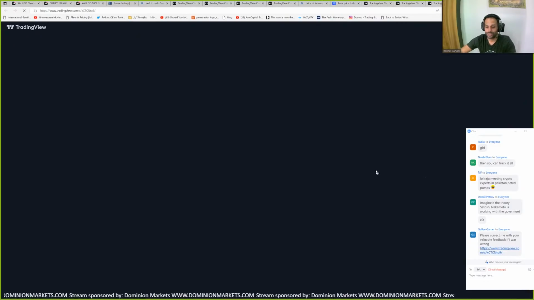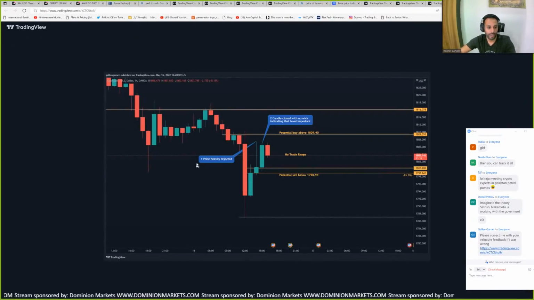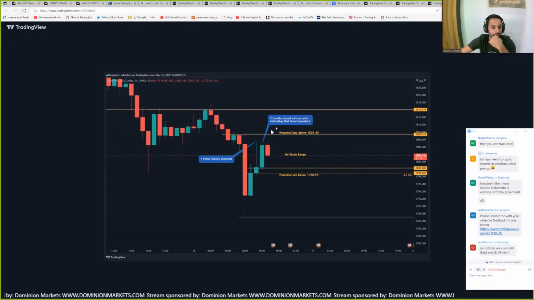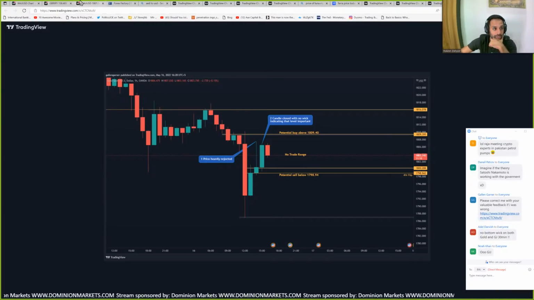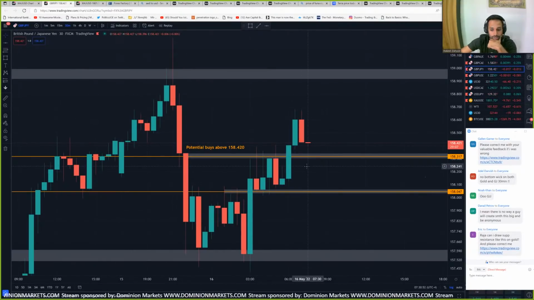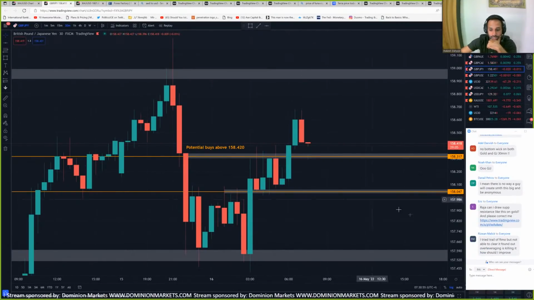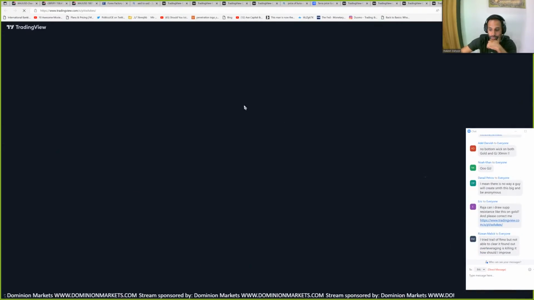Alright, let's take a look at this chart by Galen Garner. We've got gold over here on the 1 hour time frame. Candle close with no wick indicating that level is important. That's correct. Potential sell below 17.98. That's correct. I'm looking at that area here as well. So yeah, let's take a look at this chart over here.